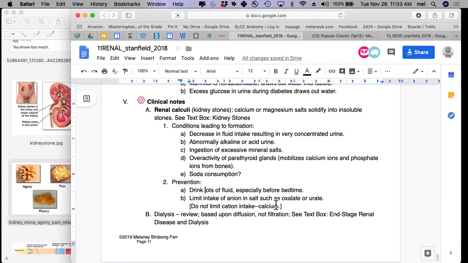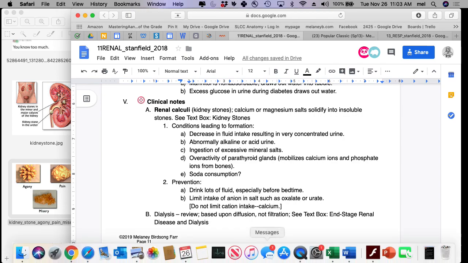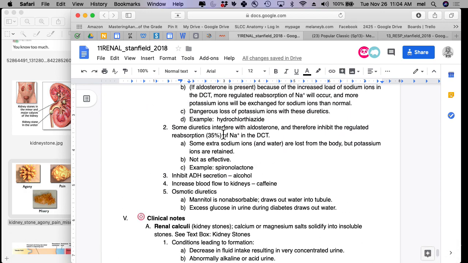Sodium, most of us can use limiting intake, but the other ones not so much. And then we already talked about dialysis. Dialysis is what you do when your kidneys are not actually doing their function, but it's based on diffusion, not filtration. Everybody good? Okay.